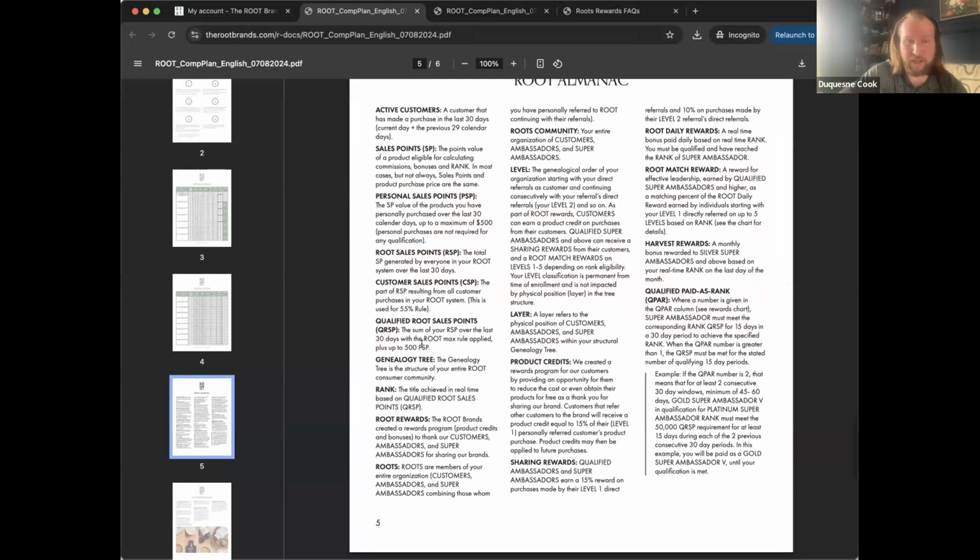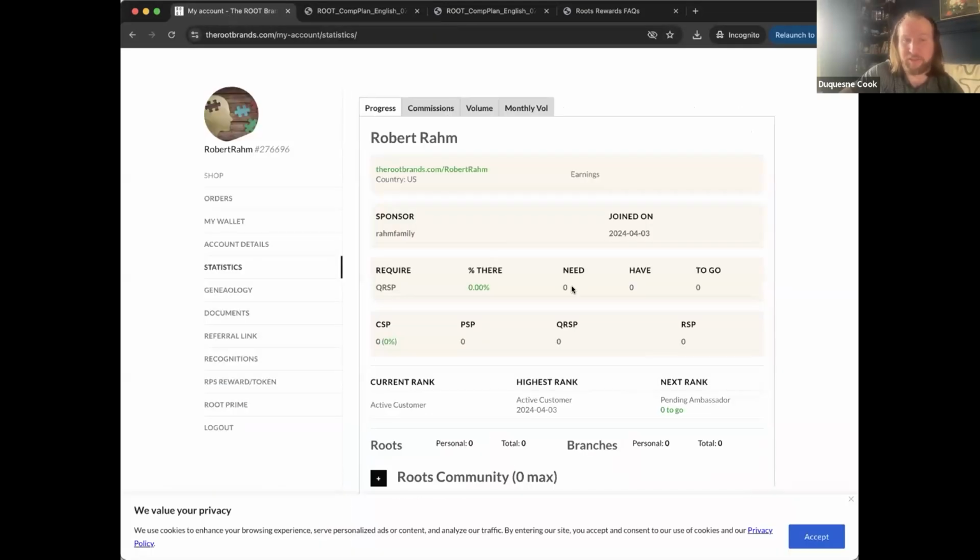And so if you go to the almanac, you'll see that QRSP is the sum of your RSP over the last 30 days. Well, then the question is going to be, well, what is RSP? RSP is the total SP generated by everyone in your root system over the last 30 days. And lastly, that brings us to SP. It's the point value of a product eligible for calculating commissions, bonuses, and rank. So the sales point is kind of common sense, but the sales point is what each product sold is worth that will go towards your ranking.